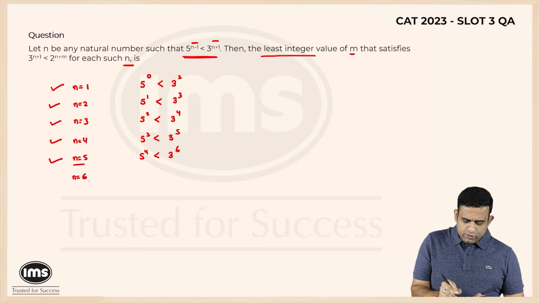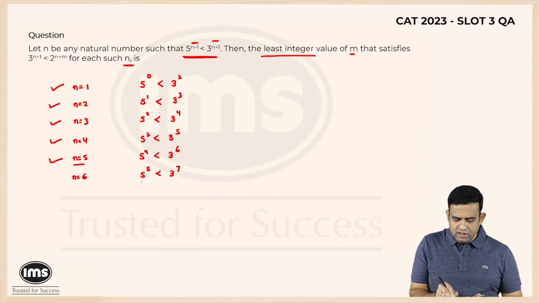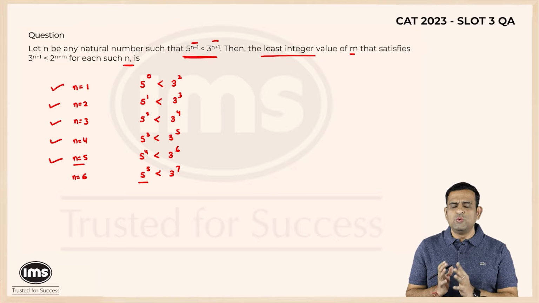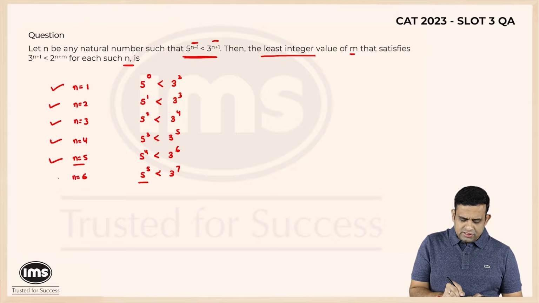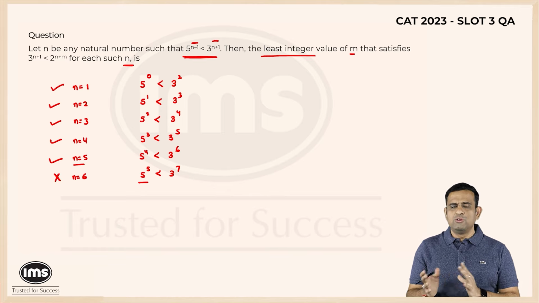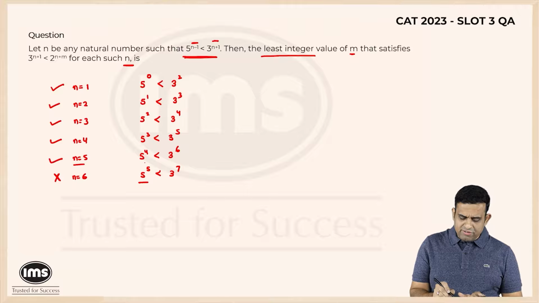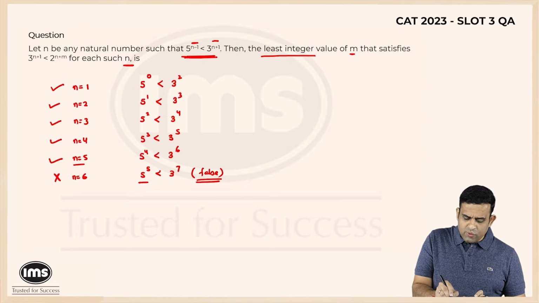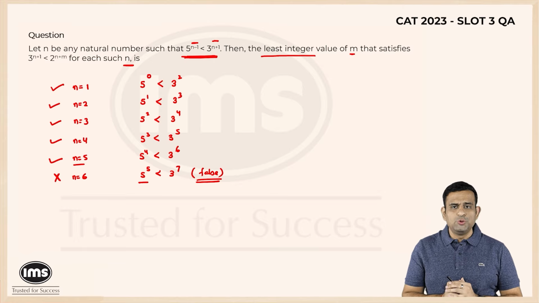If I put n equal to 6, 5 power 5 will be less than 3 power 7. Now 5 power 5 happens to be 3125. The number 3 power 7 happens to be 2187. So this value of n won't satisfy. And after this also, the inequality is not going to be satisfied because 5 power 5 is actually more than 3 power 7. This is false. So we have seen that the largest value of n which satisfies this given inequality happens to be n equal to 5.